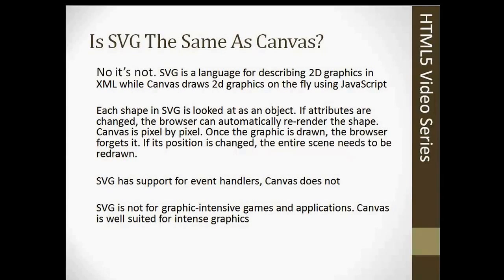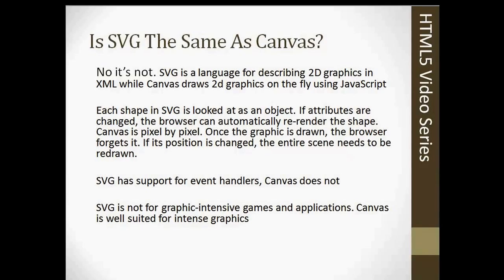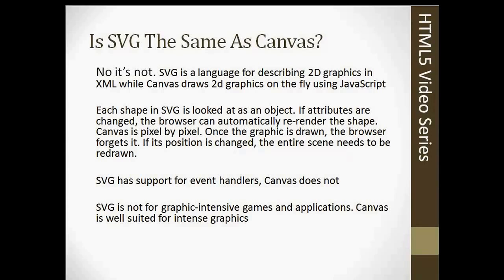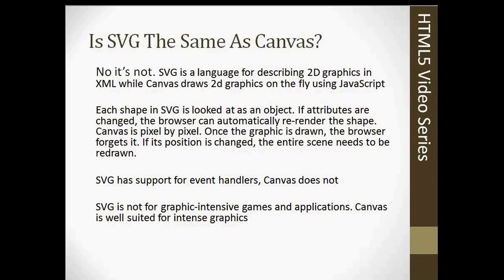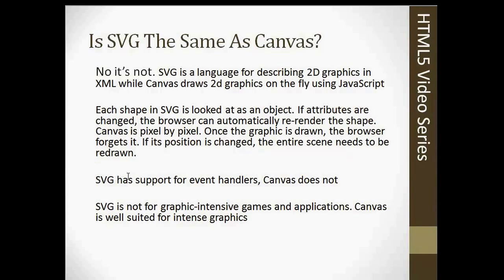Alright, so the differences between SVG and Canvas. They're not the same. SVG is a language for describing 2D graphics in XML, and Canvas draws 2D graphics on the fly using JavaScript. Each shape in SVG is looked at as an object. If attributes are changed, the browser can automatically re-render the shape. Canvas is pixel by pixel. Once the graphic is drawn, the browser forgets it. If its position is changed, the entire scene needs to be redrawn. So the browser will re-render the SVG graphics, but it'll forget the canvas.